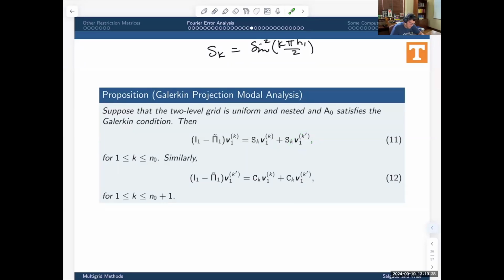Similarly, if I start out with these modes, I'm using k prime here, but with k being in the low frequency range. So this actually means k prime is a high frequency wave. This is telling me how I'm mapping high frequency wave numbers. That gets mapped to another high frequency wave times a prefactor of cosine squared of k pi h1 over 2, that's this, plus this, which is my aliasing result. So I'm going to show this one, and this one I'm going to leave for an exercise.